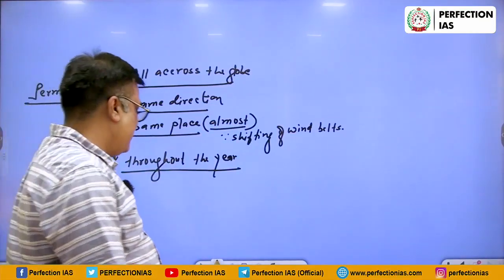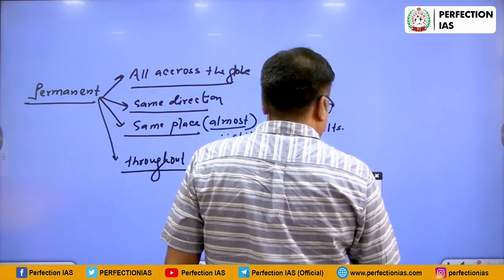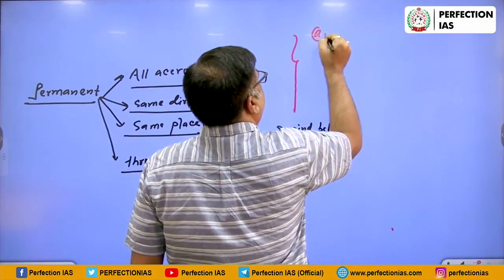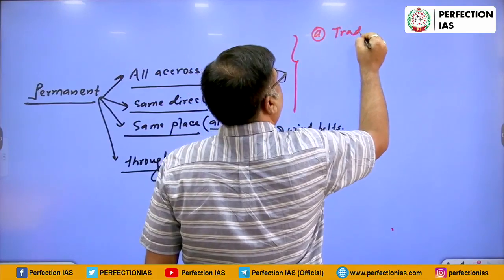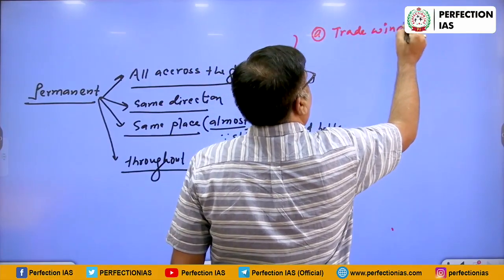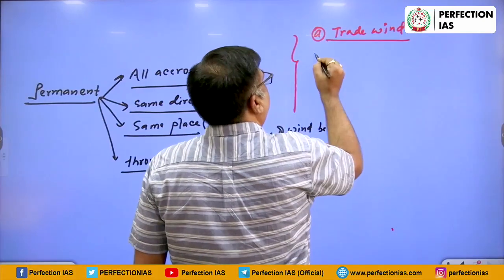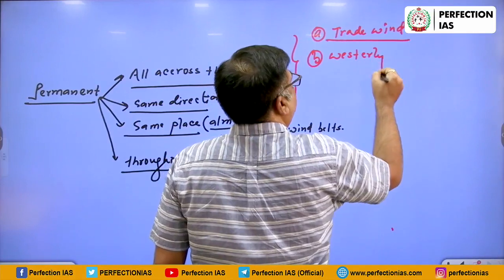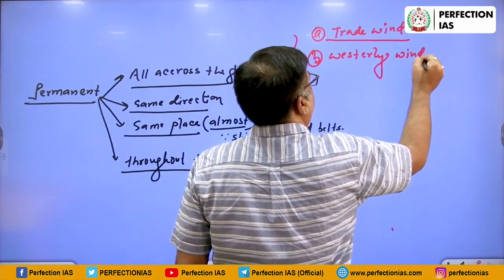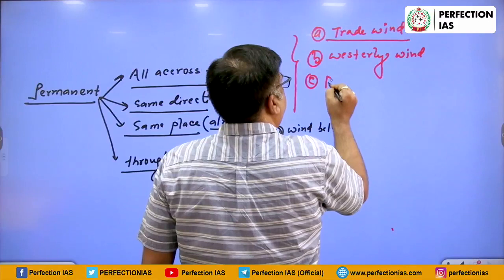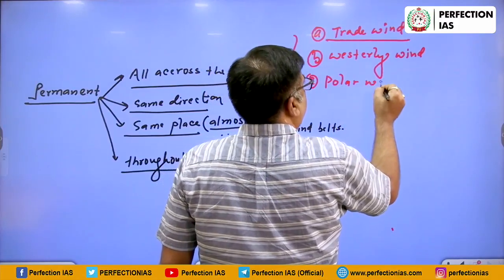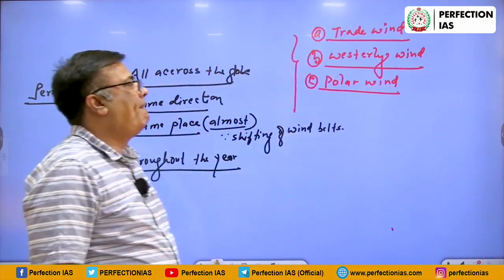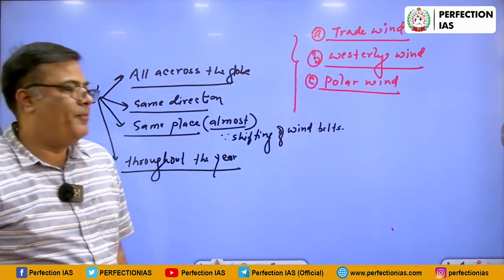Now the question is, what types of permanent winds are there? So there are three. Number A is called trade wind. Number B is called westerly wind. And number C is called polar wind.